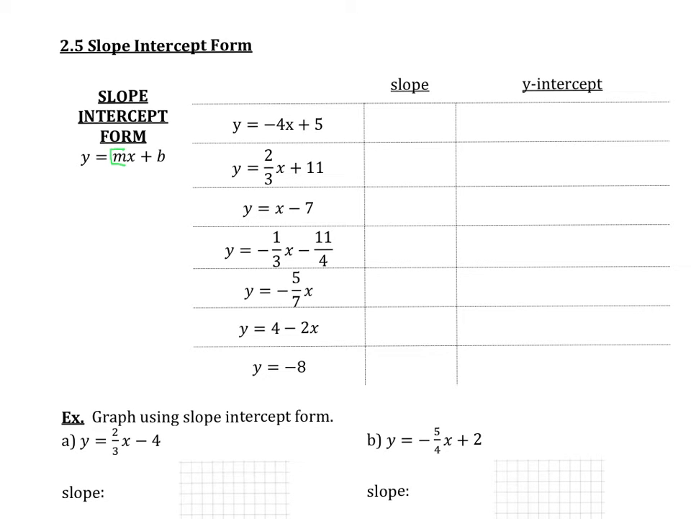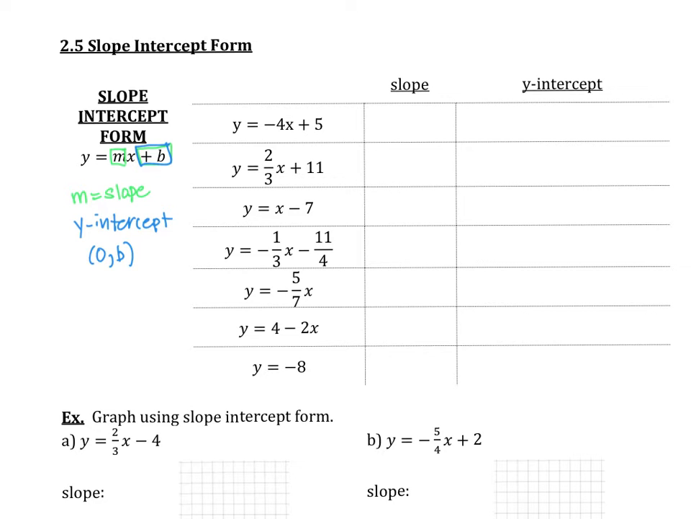The m, or whatever the coefficient of x is, is always going to be the slope. The b, whatever number is added or subtracted at the end, is your y-intercept. A y-intercept is an ordered pair, so when you write your y-intercept, it should be 0, comma, and then whatever the b value is.